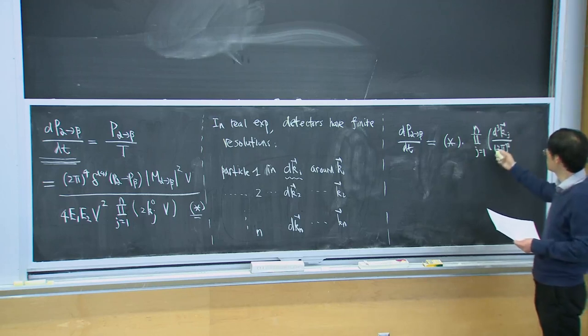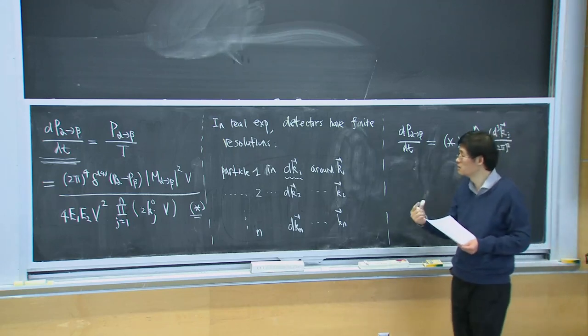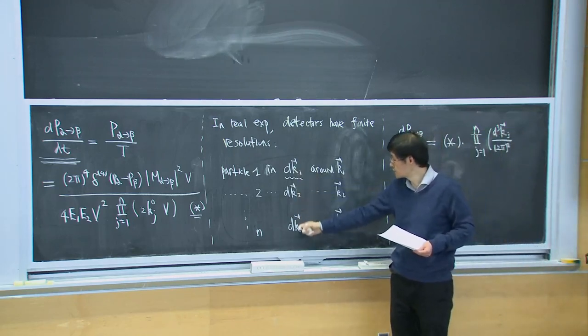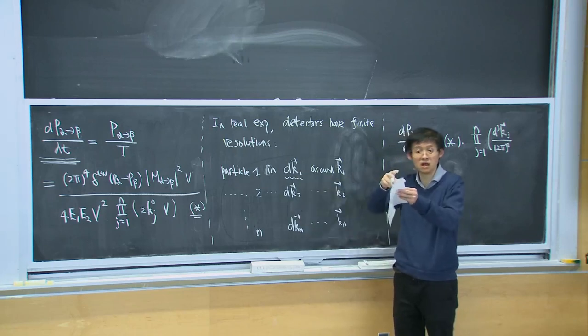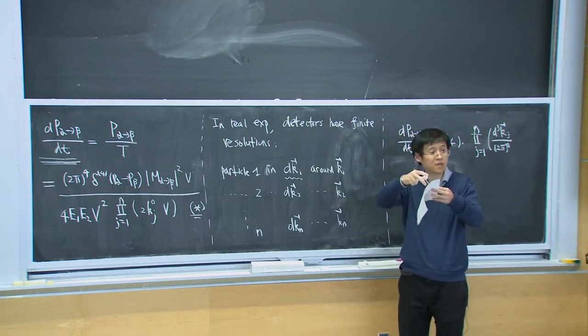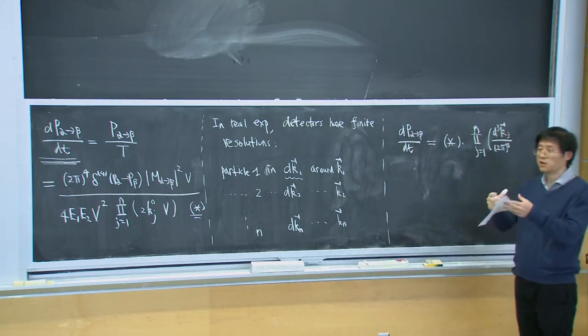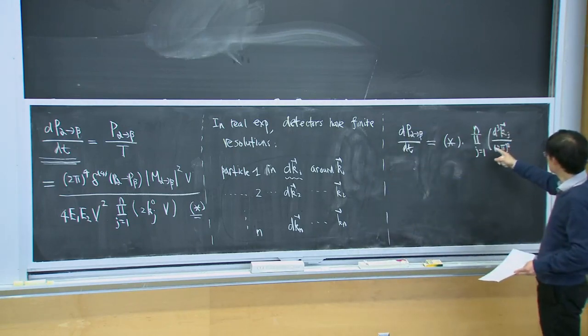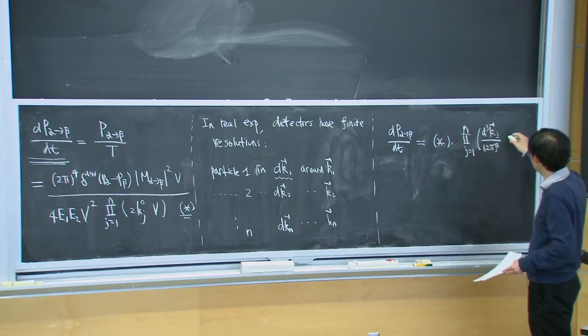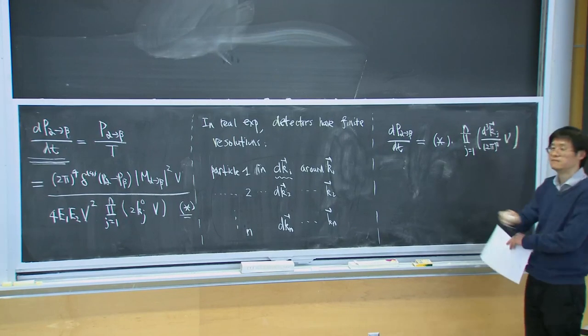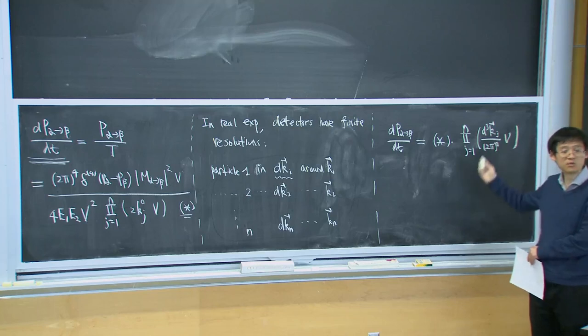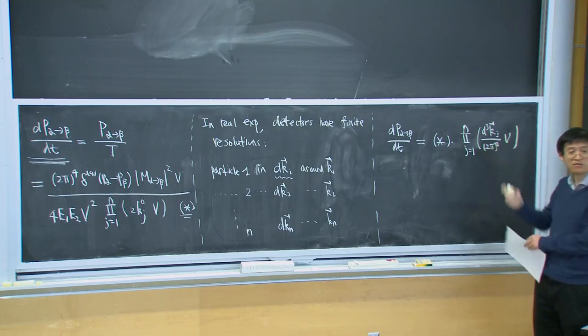Okay, so we need to multiply by the number of states within each dk momentum space volume. The number of states is given by this times the volume. So do you remember where this volume comes from?